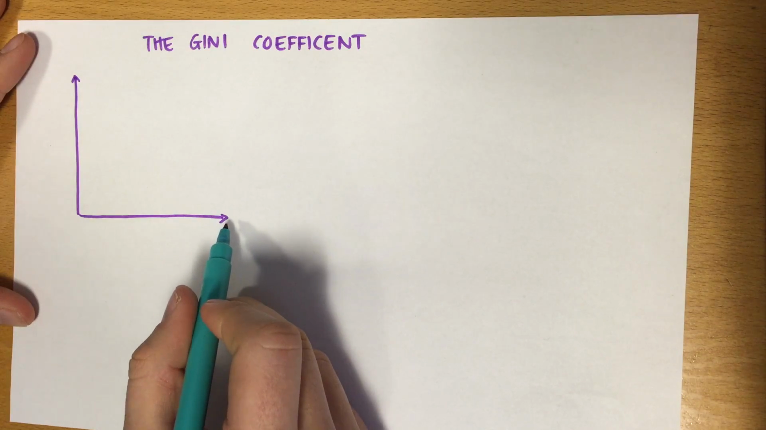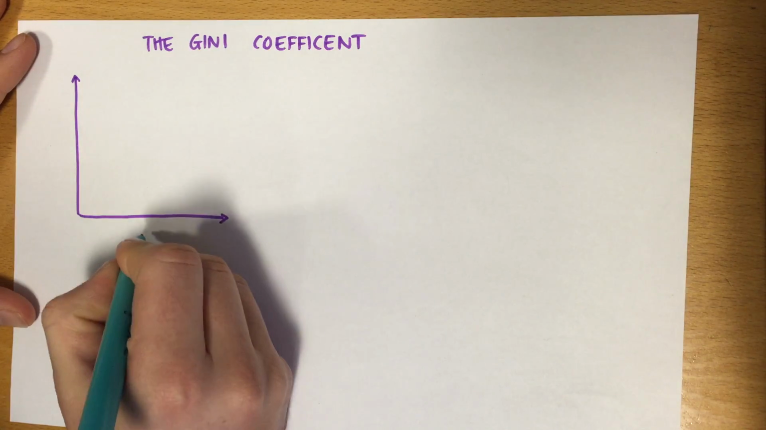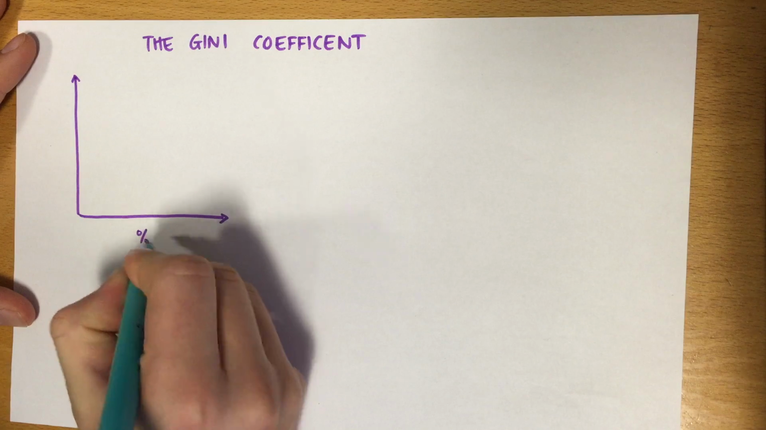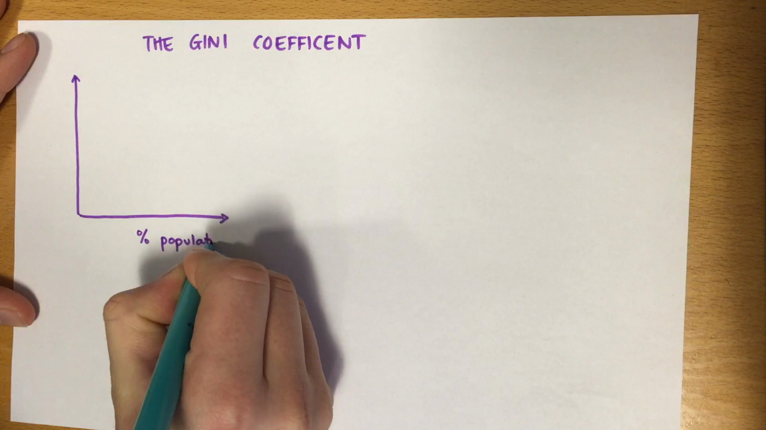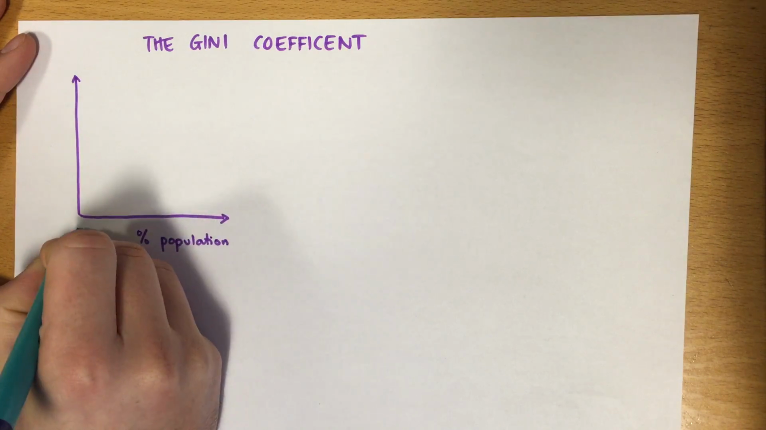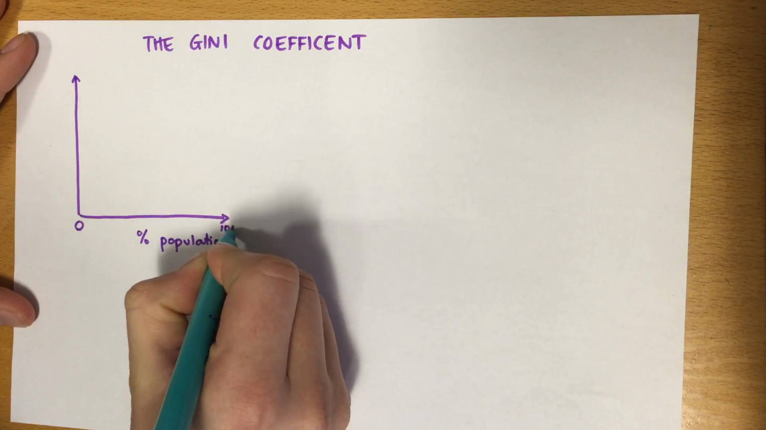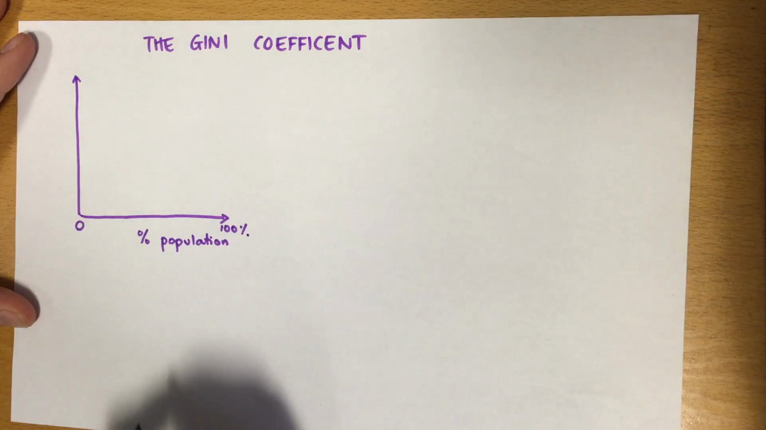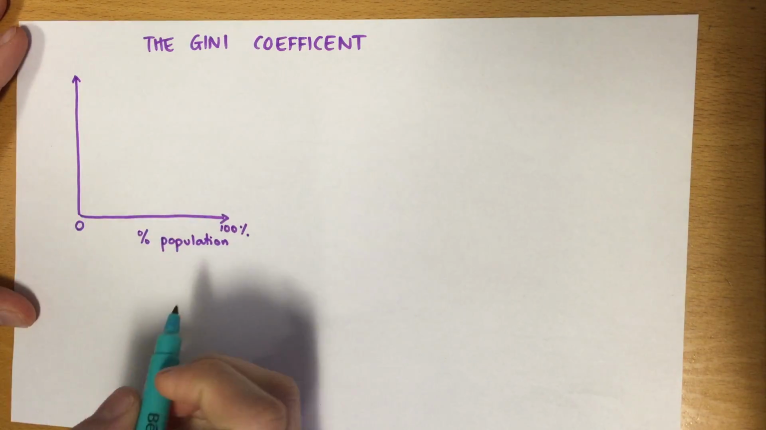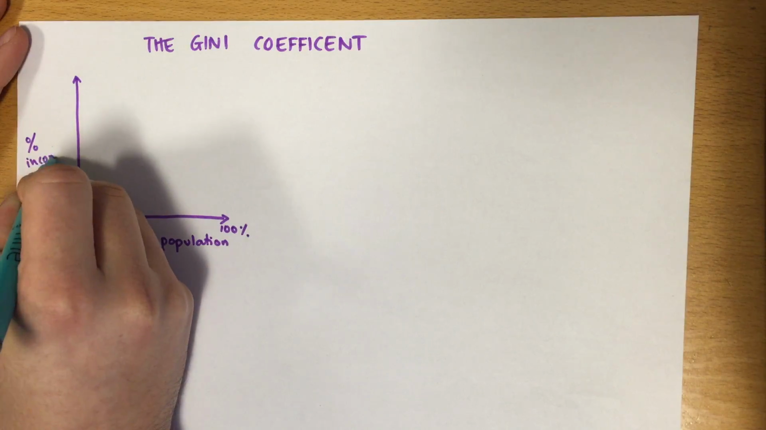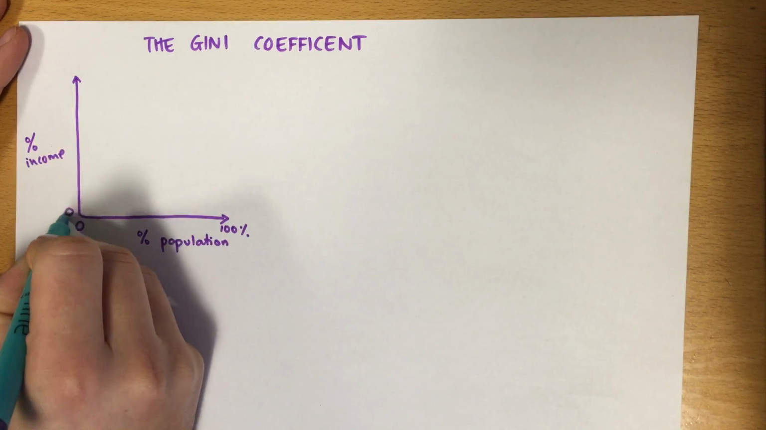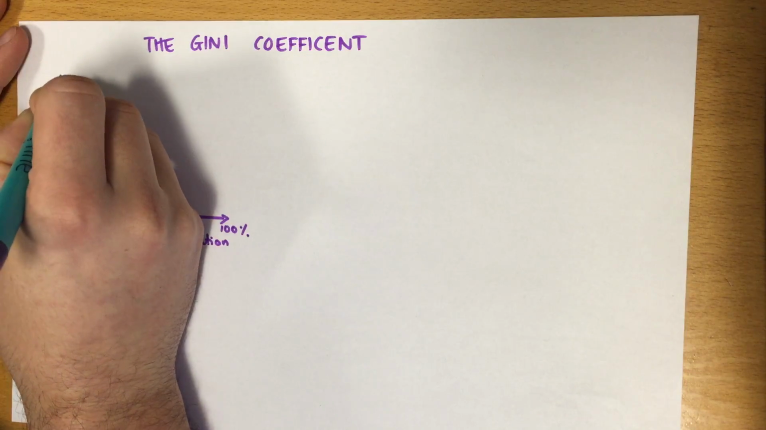On our x-axis we have the percentage of the population, and that goes from 0% up to 100%. And on the y-axis here we have the percentage of income. So again, going from 0 to 100%.